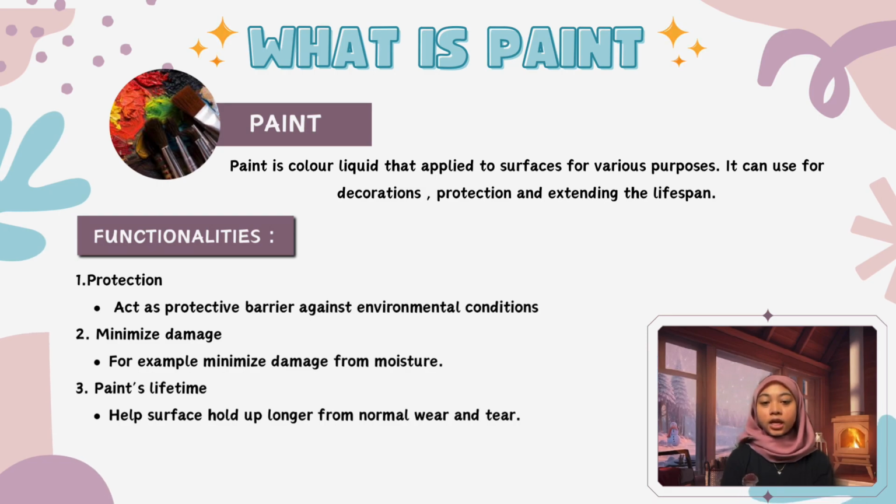In the introduction part, I am going to talk about paint. Paint is a colored liquid that is applied to surfaces for various purposes. It can be used for decoration, protection, and also extending the lifespan of a wide variety of objects. In addition, paint acts as a protective barrier against environmental conditions, minimizing damage from moisture and even helping surfaces withstand normal wear and tear.